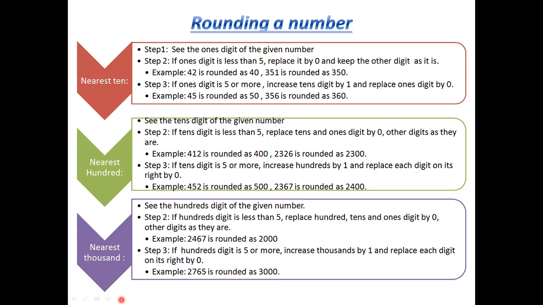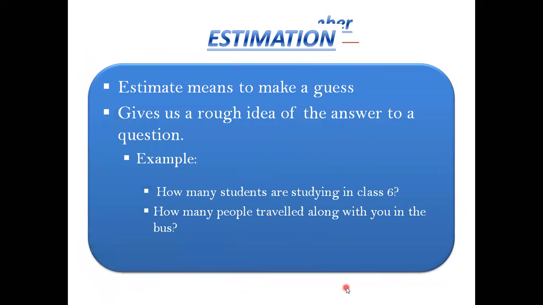Okay? Have you all understood rounding a number? Yes. Now shall we move to the next topic? Next is estimation. What is meant by estimation? Just giving a random guess. Estimate means to make a guess. It gives us a rough idea of the answer to a question. We are not giving an exact answer, we are just giving a rough idea of that answer. Okay, for example, how many students are studying in class 6?